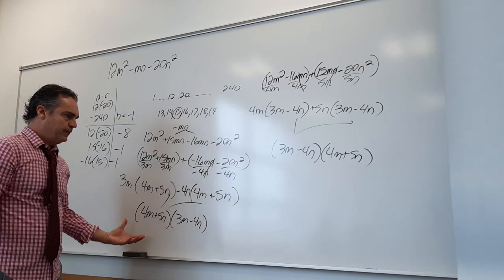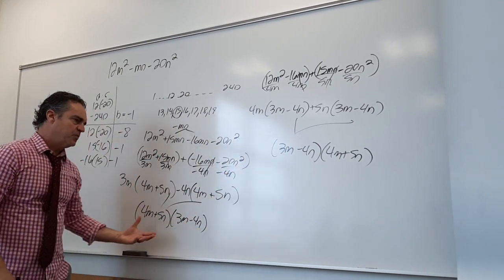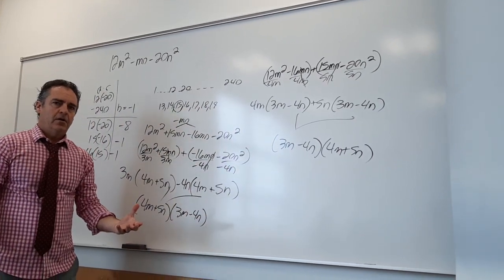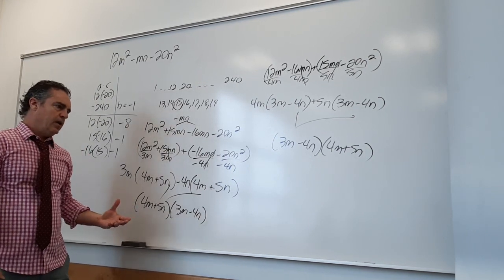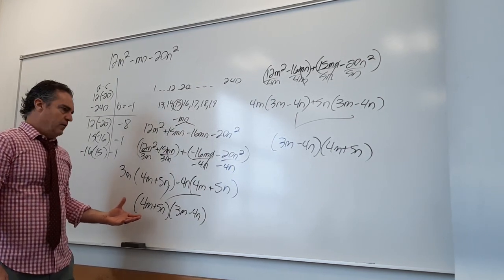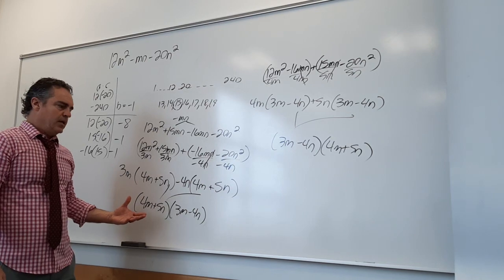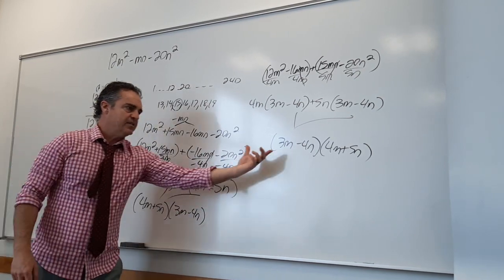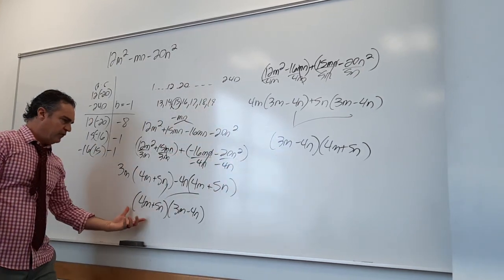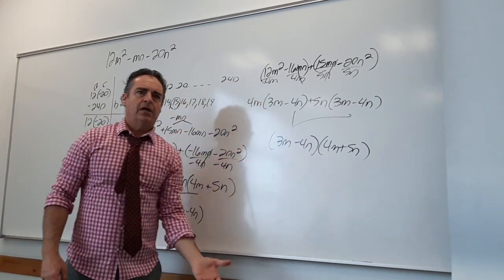Notice the answer here. Notice the answer here. What's the difference between these answers? The 4s and the 3s with their variables. Okay, listen. There is no difference. Is this parentheses the same as that parentheses? Yes. Is this parentheses the same as that parentheses? Again, we've talked about this before.